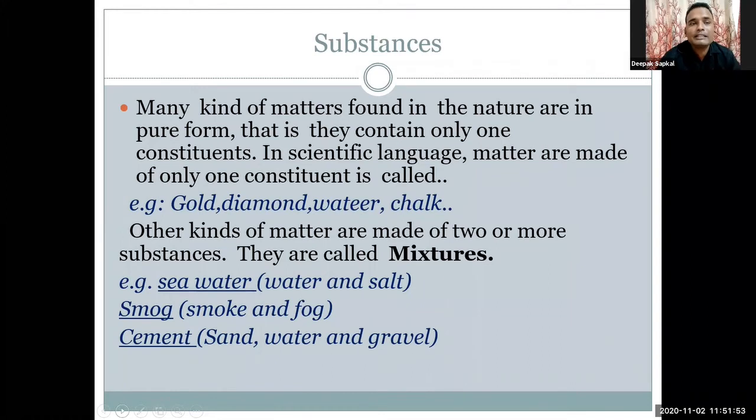Suppose, as an example, seawater, which is made up of water and salt. Water and salt, that is seawater. Salt is NaCl and water is H2O, those are molecular formulas that we'll learn further. Next one is smog, that is smoke and fog. Then cement, sand, water and gravel are the things from which cement mix is made. Whenever a thing is made from different materials, that is a mixture. Okay, now next.